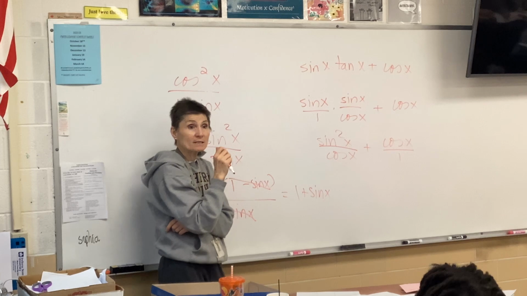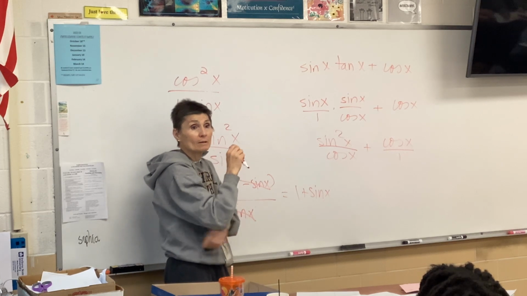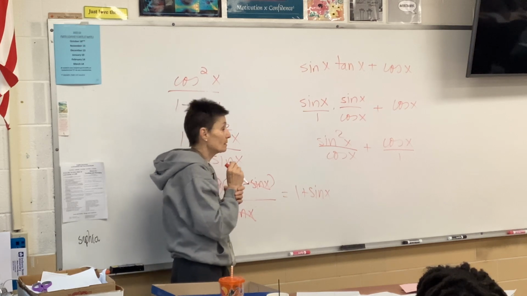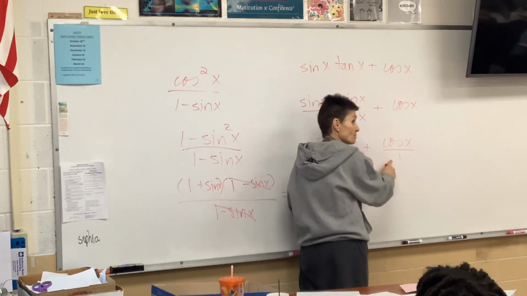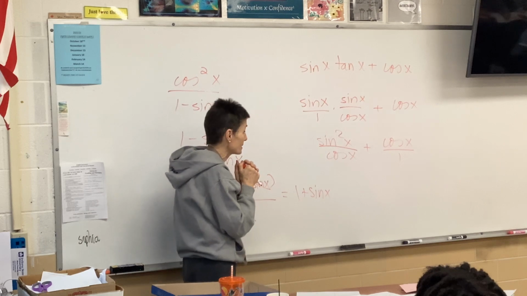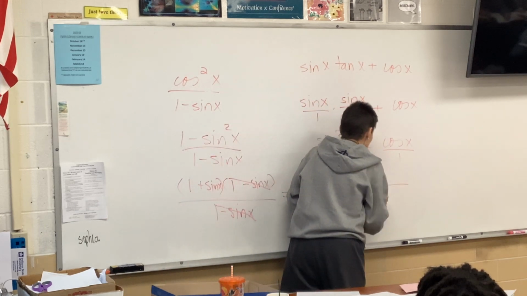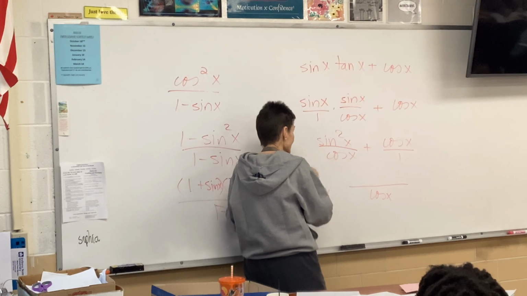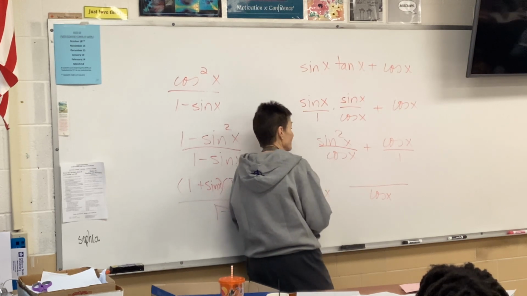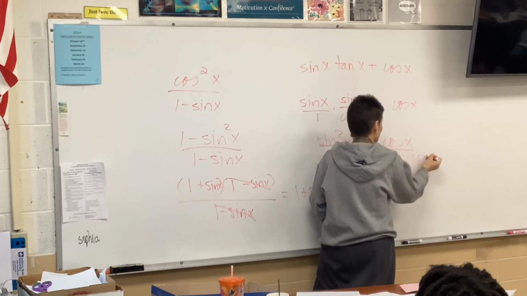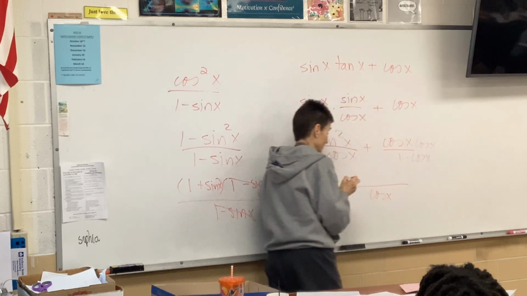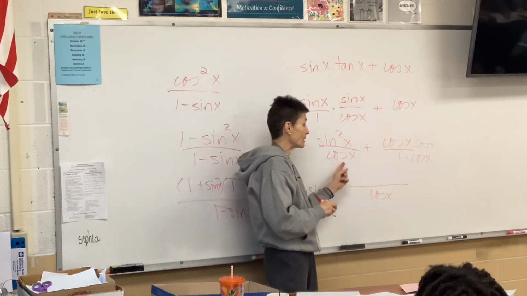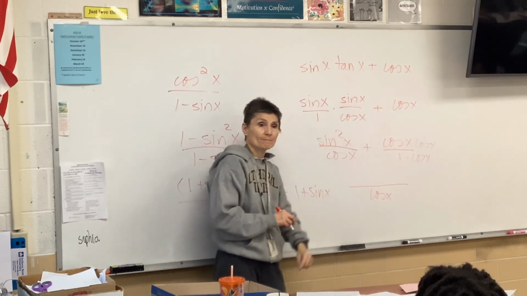And what would my common denominator be? It would be just cosine, because it's cosine times 1. Remember, you multiply your common denominator. So my common denominator is going to be just cosine. This one already has it, so don't be messing with that one. This one, we're going to have to multiply by a cosine. Now, do they both have the same denominator?